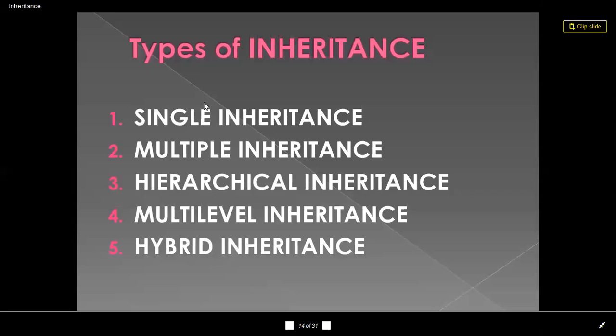In our last class, we talked about two types of inheritance, that is single inheritance and multiple inheritance. Today, we will see what is a hierarchical inheritance, what is a multi-level inheritance, and hybrid inheritance. So before going to the rest three, let's recap a bit.